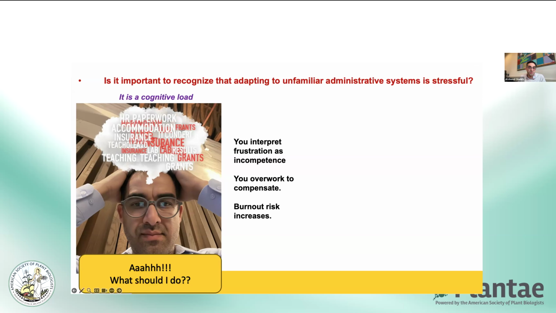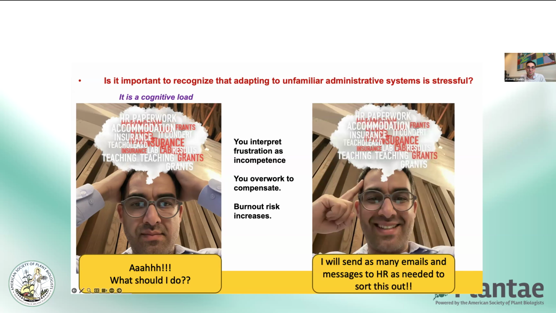If you ask me what is the solution, I would say you simply don't be shy. Just send as many emails or send as many messages to the HR and the related staff because they're there to help you. So don't try to do everything by yourself. Don't force yourself to just do everything by yourself. There are people who are there to support you. Just avail that support.